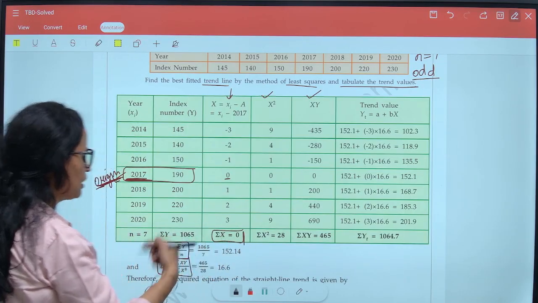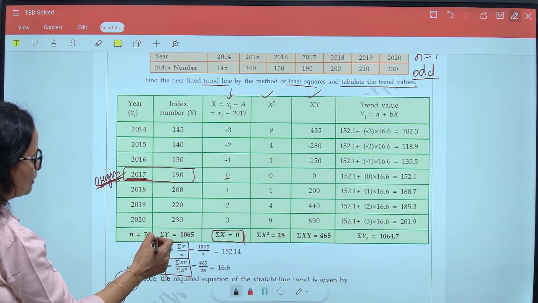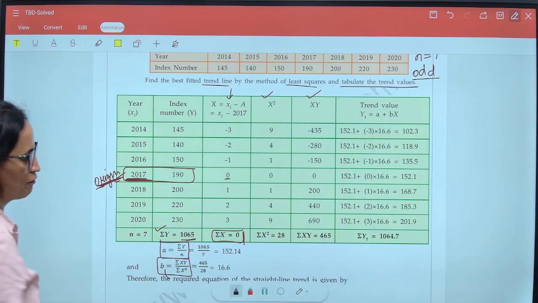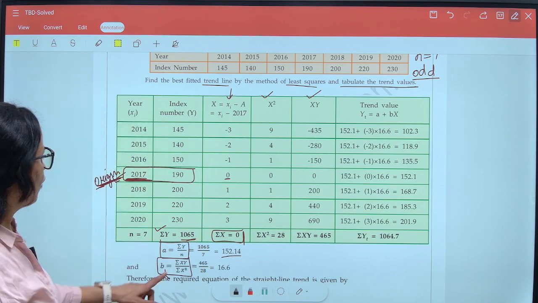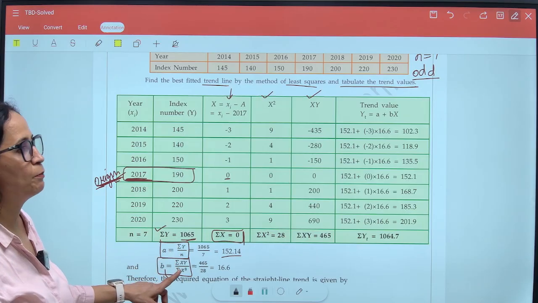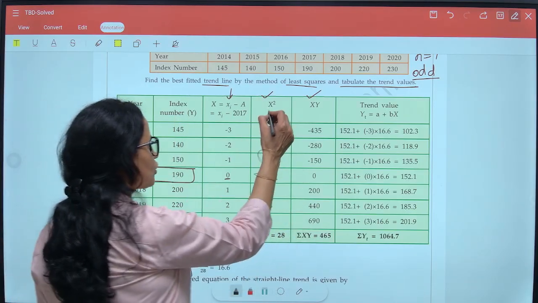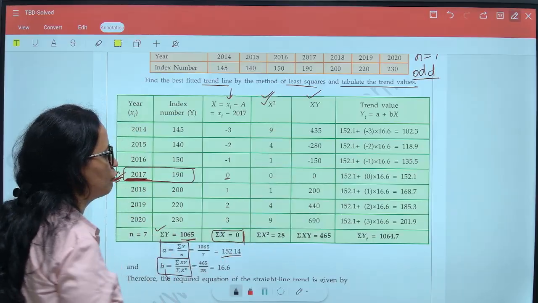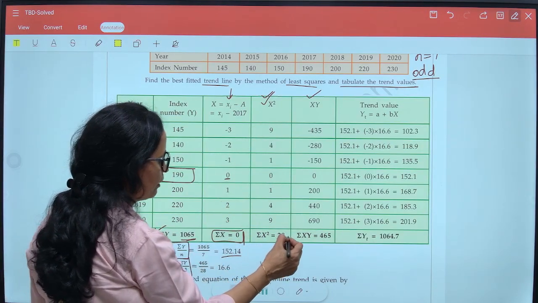As you can see, the sum of this column is 0. So when this is 0, A is sigma y upon n. What is sigma y? Just add all these index values. You get 1065, 1065 by 7 gives you the value of A. Now for calculating the value of B, you need the product of x and y column and the square of x. So the next column, x square, it's very easy, 3, 2, 1, you just square the values, you get 9, 4, 1, 0, 1, 4, 9, right? The sum of these values is 28.